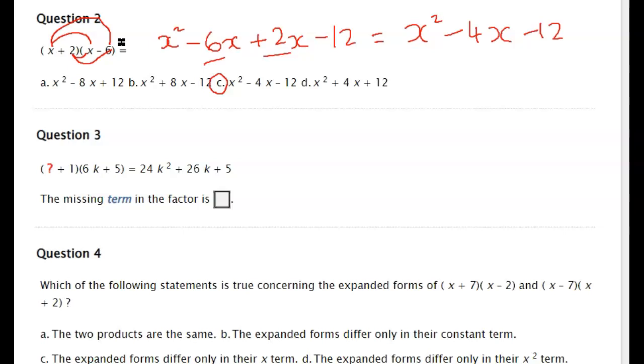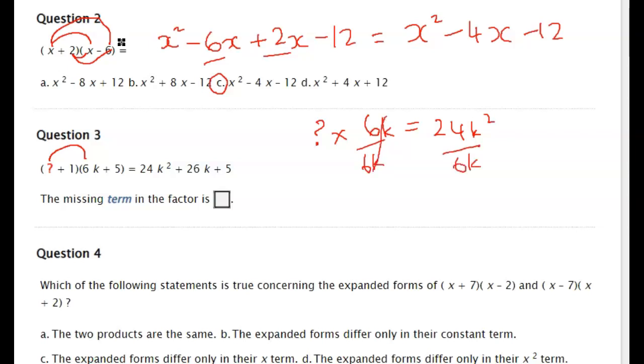All right, question 3, the missing term in the factor is. So we're looking for this question mark, the number that's represented by this question mark. Now remember, when you're expanding, we do our first two terms first. So basically we've got some number, represented by that question mark, times 6k is equal to this first part, 24k squared. So you can use algebra if you like, and we'll just divide both sides by 6k.